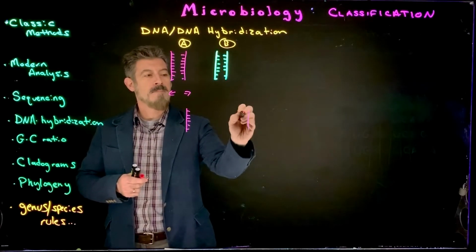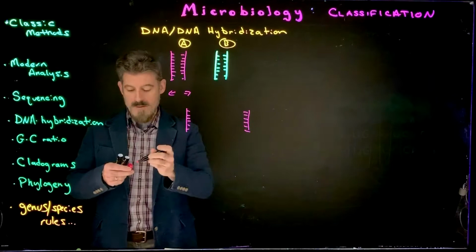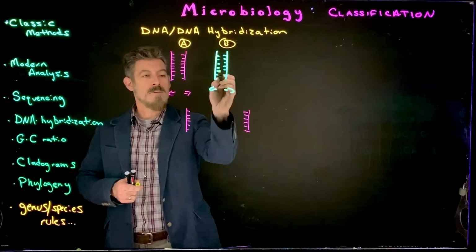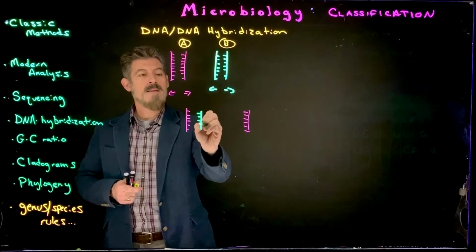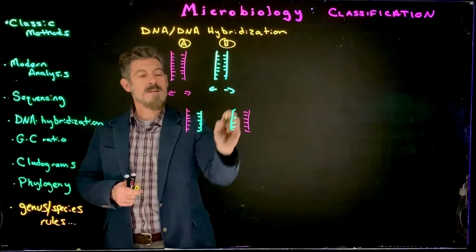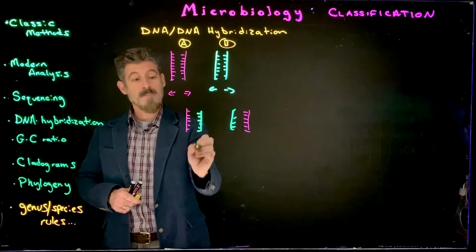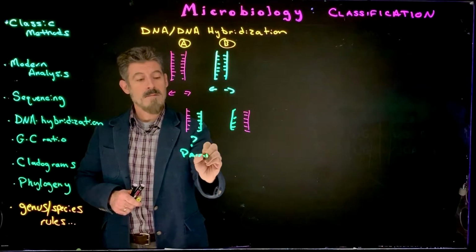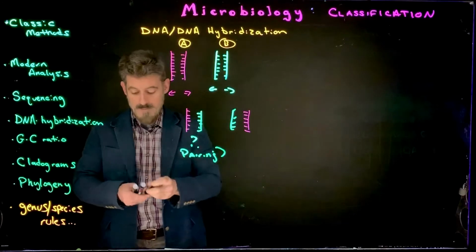and so you have DNA broken into pieces, and that happens for both organisms. So this organism's DNA is pulled apart, and then the other organism's DNA is mixed together with it. And then what we see is pairing between them.